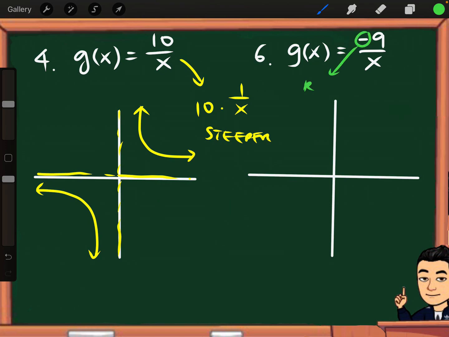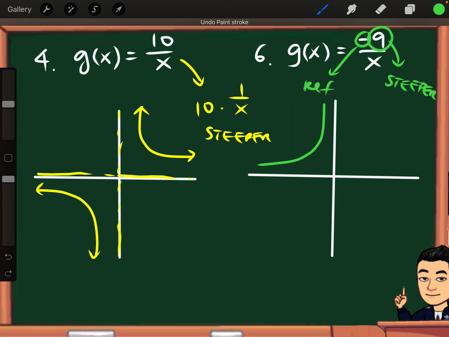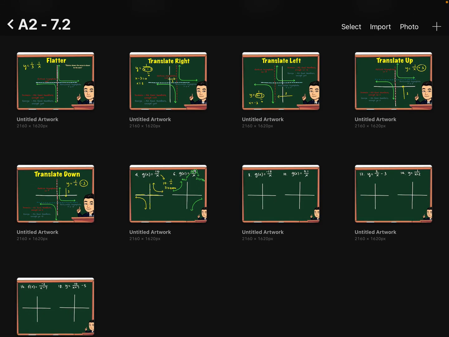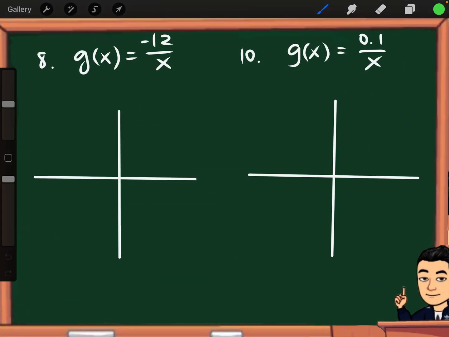Let's check out number 6. In this case, it's negative. That gives you a reflection. Okay, and there's a 9, so that's going to be steeper. So what you're going to do is start by understanding that it's going to be in quadrant 2 and quadrant 4, but you're going to show me something steeper. Okay, so I'm going to go back and just try to move away from the asymptotes. Okay, so that's how you're going to show it for number 6.